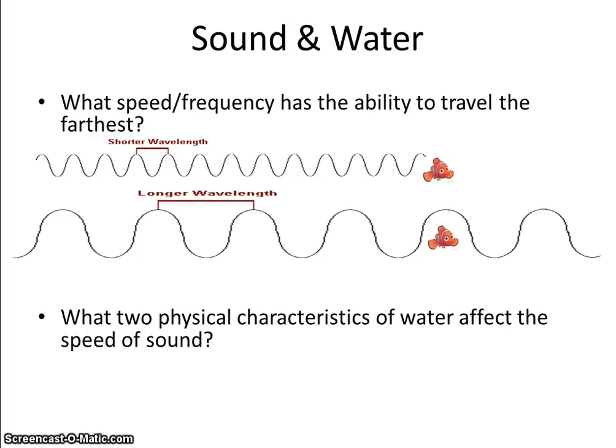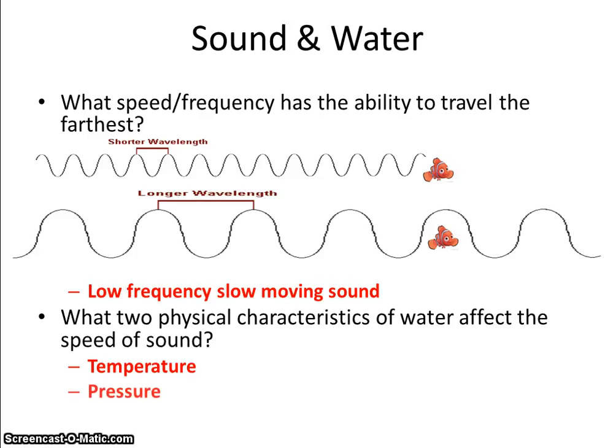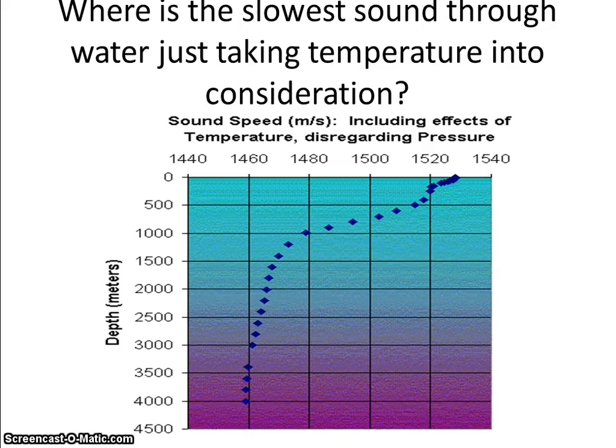So what two characteristics are going to slow down sound in water to make it slow moving and low frequency sound? The answer is temperature and pressure. Temperature and pressure both affect the speed of sound through water. And if you're a whale and you want slow moving, low frequency sound, where will temperature and pressure combine in the best way to slow sound down the most so your mating song goes the farthest? Well, in order to answer that question, we have to take it apart.